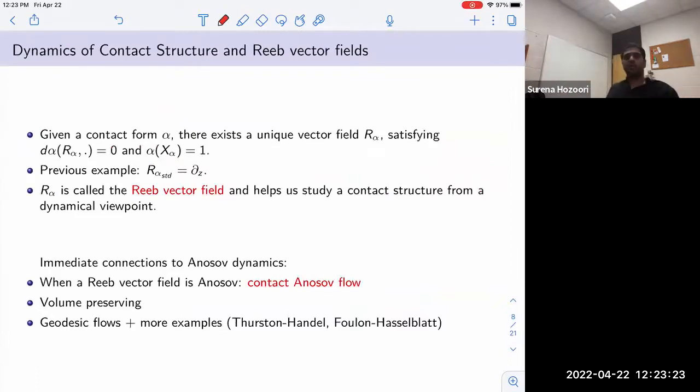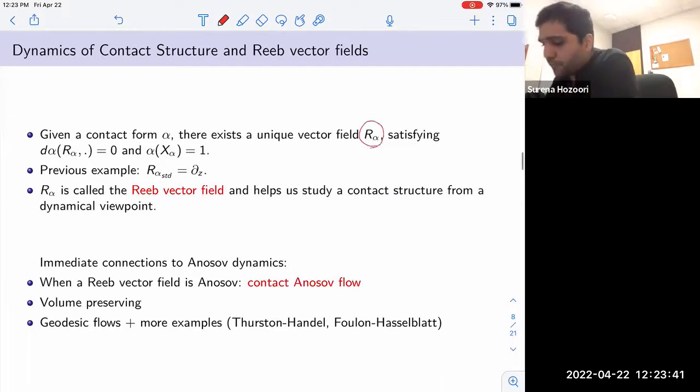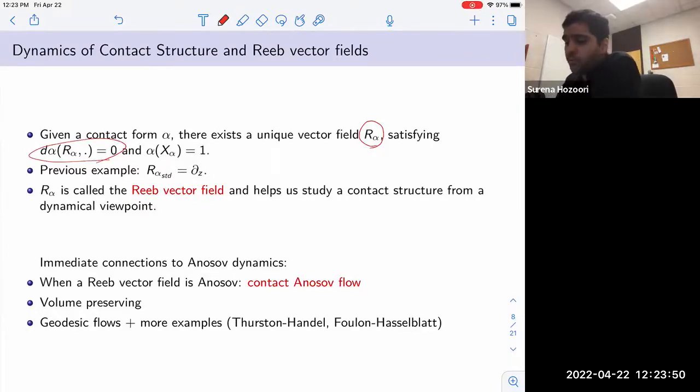But since we're talking about dynamics, it would be great if we can approach these geometric structures from a dynamical viewpoint. And that's exactly what the Reeb vector field would do for us. So given a contact form alpha, there exists a unique vector field R alpha satisfying these two conditions. First of all, if you just plug R alpha into d alpha, you get 0. And also alpha of this vector field is equal to 1.